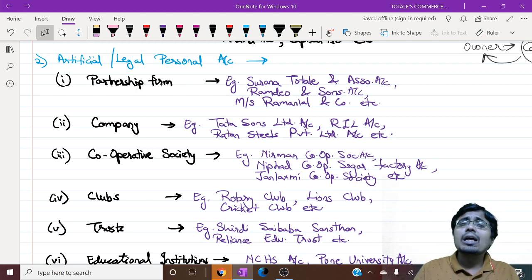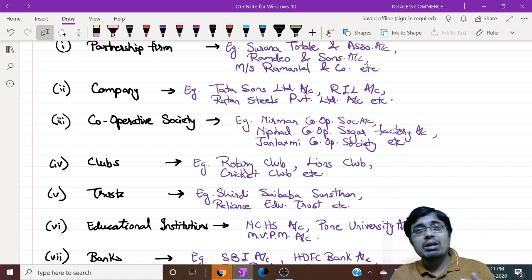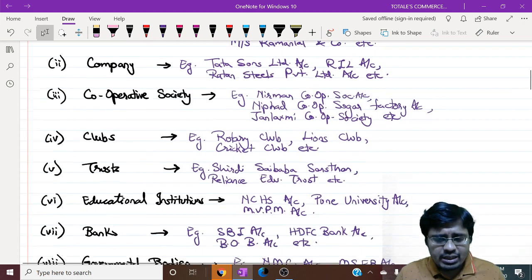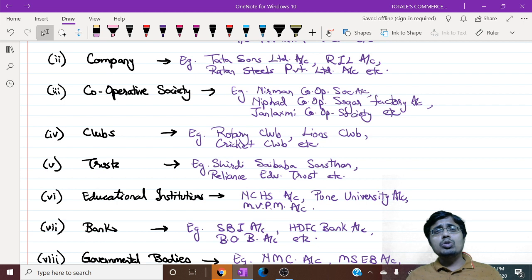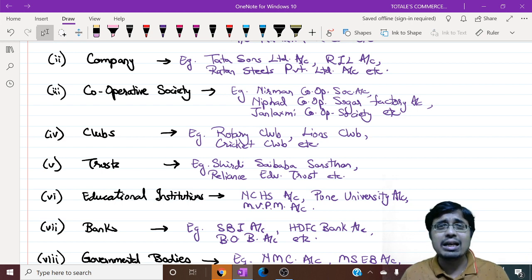Then clubs. Clubs are basically created for recreation or promotion of any art form or game. So Rotary Club, Lions Club, Cricket Club, etc. Trusts. These are mainly NGOs whose aim is to carry out some or the other kind of social activity. So Shirdi Sai Baba Sansthan account, Reliance Educational Trust account, etc.